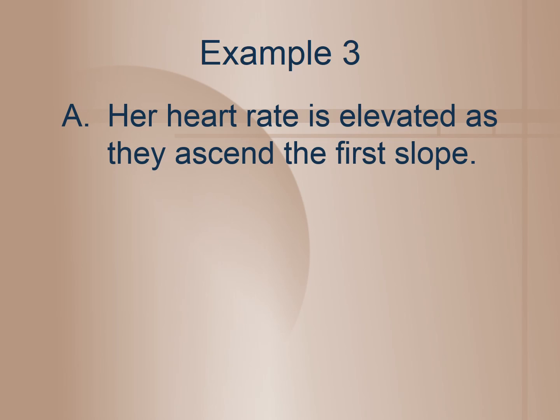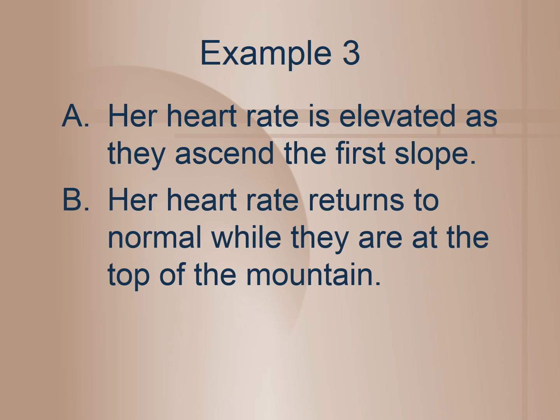For example, in interval A, it looks like the heart rate increased suddenly and then stayed steady. And that's also on the altitude in section A of time. The altitude was increasing steadily as well. So in A, or the time segment A, we could say her heart rate is elevated as they ascend the first slope of the mountain. And then you get into section B.